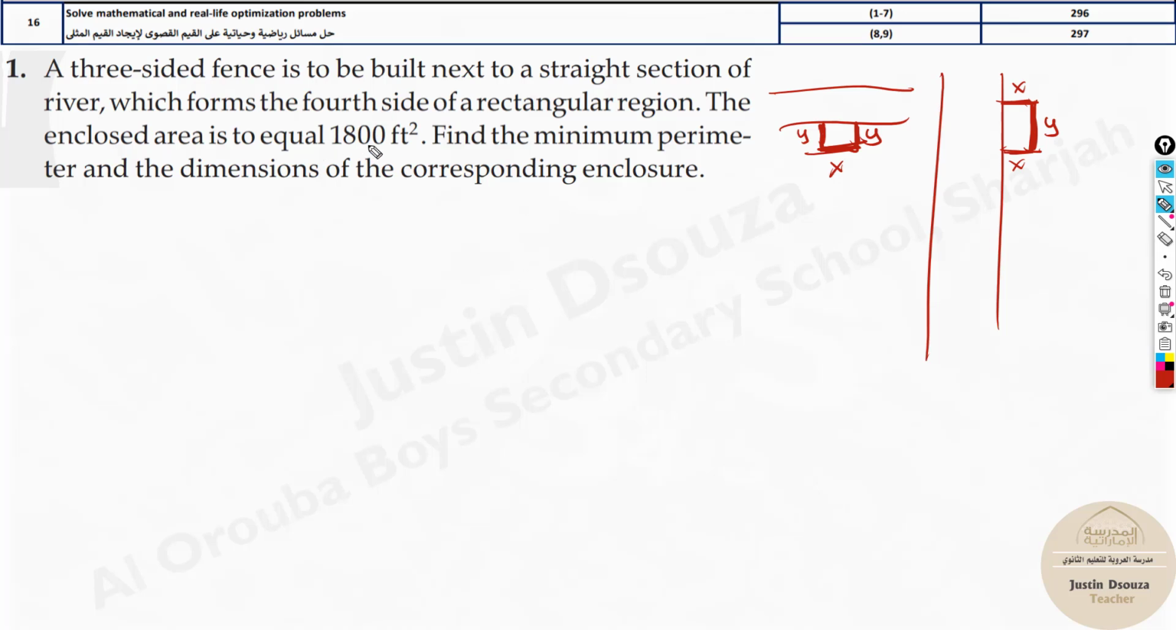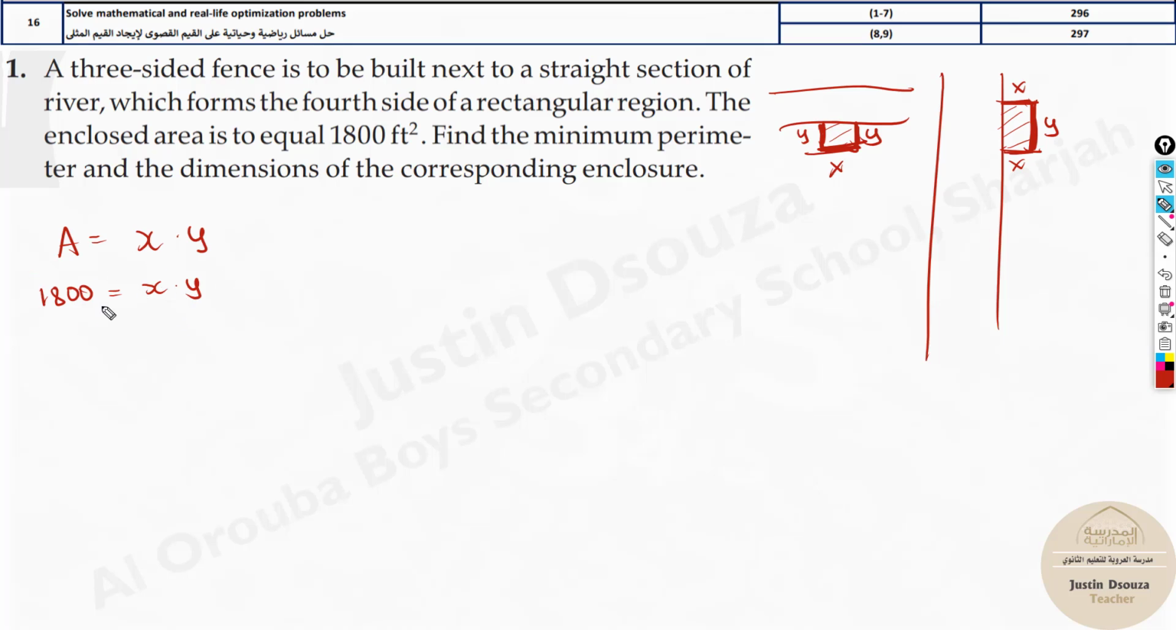What is given? Area is given. Whatever is given needs to be written first. What is the formula of area? Area will be equal to length into breadth, and since x and y are taken as the two dimensions, it will be x times y. Doesn't matter that we don't have the fourth side, the area will be the same. This is the enclosed area, right? It will be x times y. Now we know the area is 1800, so we have x times y equals 1800.